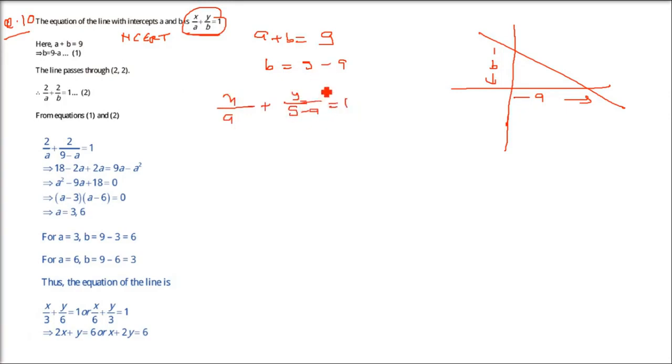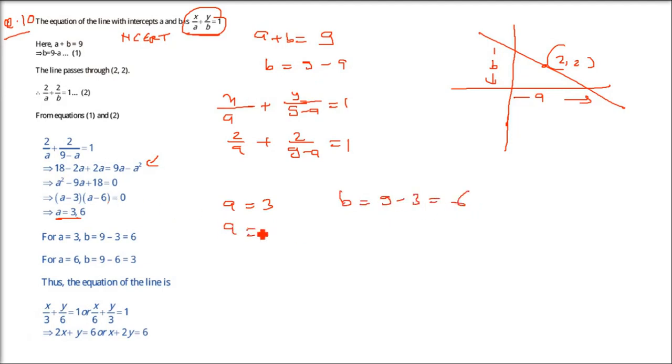Now there is one more thing given. The line is passing through 2, 2. So putting x and y as 2, 2: 2 by a plus 2 by 9 minus a equals 1. Now there will be a quadratic equation. I hope you will be able to solve it. A will come as 3 and 6. There will be two roots, 3 and 6. If a is 3, b will be 9 minus 3, that is 6. If a is 6, b equals 9 minus 6, that is 3.